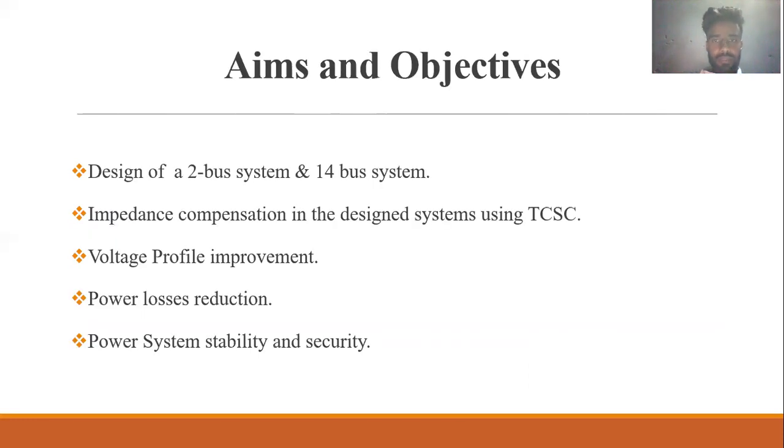So these are the aims and objectives of our project. First, we designed a two bus TCSC, and then we extended it to a 14 bus system. Next, we aim to compensate its impedance and design the TCSC. And by using TCSC in our 14 bus system and two bus system, we look at how the voltage profile is going to improve, how we are going to reduce power losses, and also how we are getting a more stable and secure system. These are the aims and objectives that we have attained.